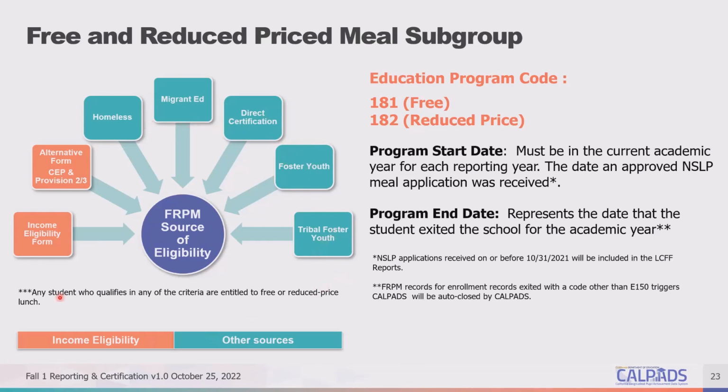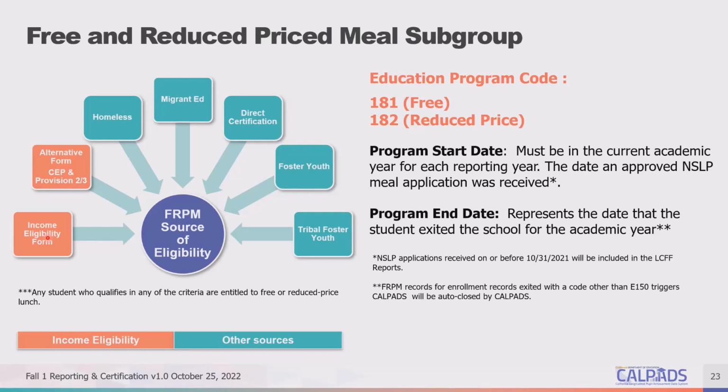Now, on the other hand, you have your income eligibility. This is based on the income eligibility form that you require your students to fill out every academic year at the start of the academic year, right? So if their parents' total income still qualifies for free or reduced price lunch, then you submit a program 181 or 182 for them.